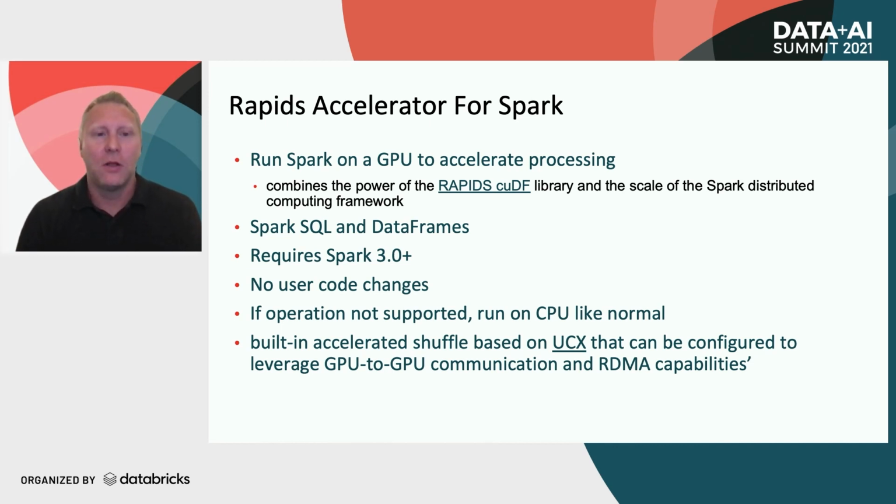So the Rapids Accelerator for Spark allows you to run Spark on a GPU to accelerate the processing. Underneath, this uses a library called Rapids cuDF, which is a CUDA DataFrame library. This library implements all your ETL operations like your joins and your hash aggregates and filters and so forth. And so we combine that with Spark to accelerate processing. This is built on the SQL and DataFrame APIs. And the idea is that it's seamless for the users, so we don't want the users to have to change their code. They can specify a config to turn this on and send the necessary jars. And then we'll just run whatever we support on the GPU to accelerate the processing. And if we don't support it, it just falls back to the CPU like it would normally run. This does require Spark 3.0 and newer. And it also has a built-in UCX shuffle component, which can be used to accelerate shuffle.